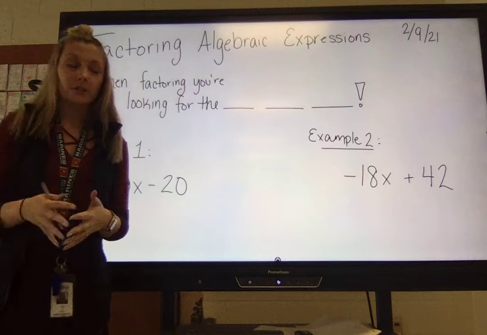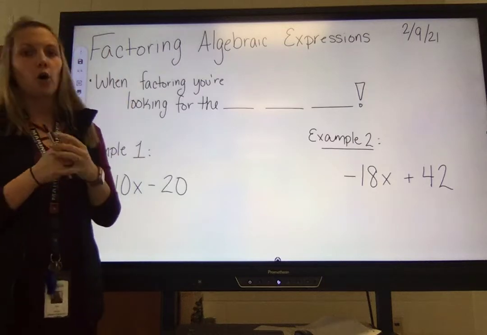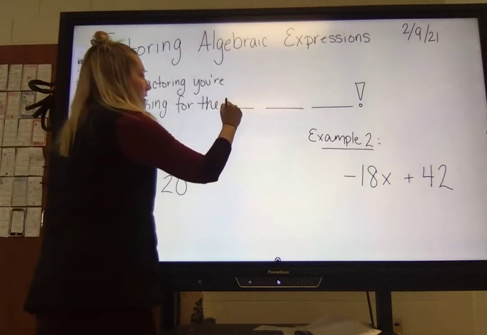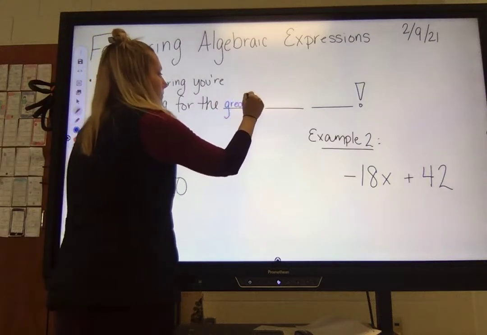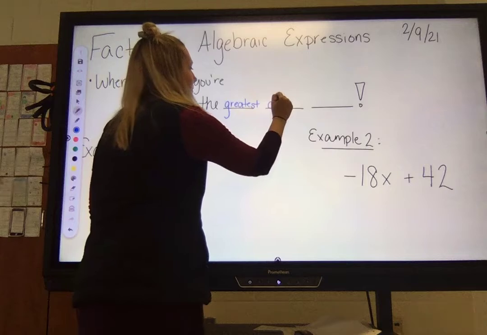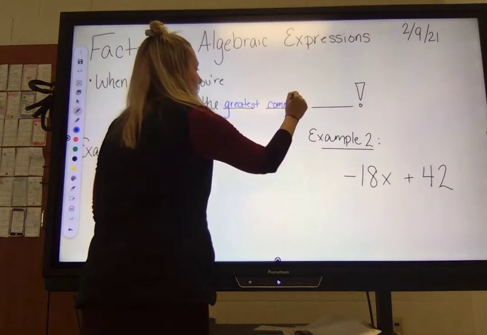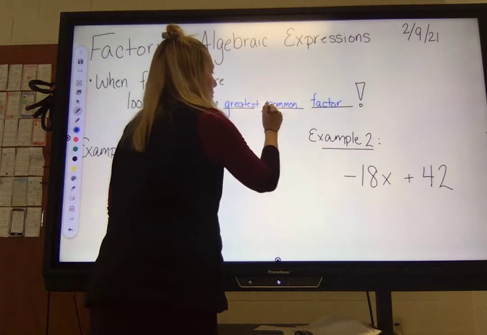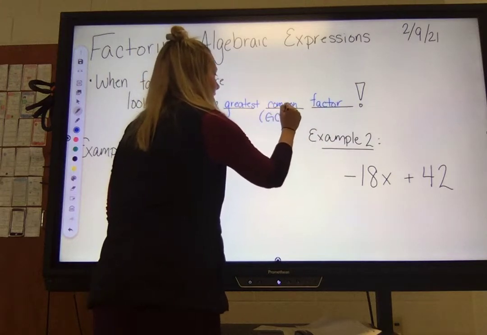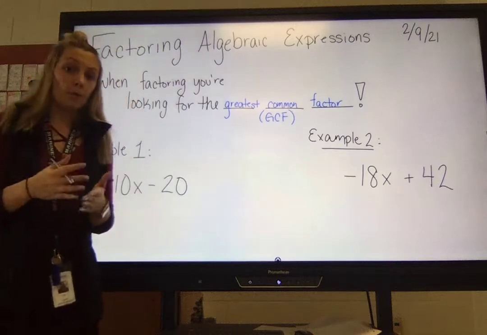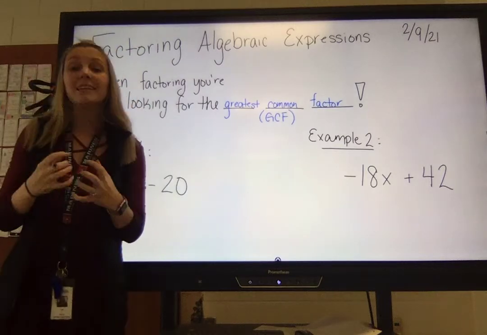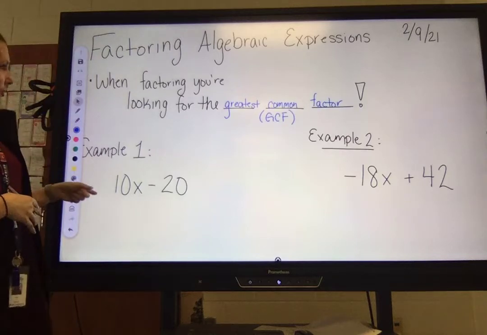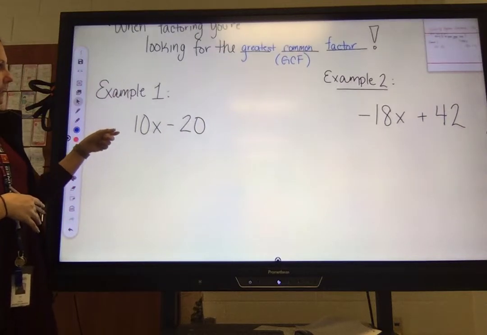So our first thing we got to talk about is when we're factoring, we are always looking for what? Right? We are always looking for our greatest common factor. Okay? Or, as a lot of you know it, your GCF. Right? So when we factor, we're always looking for our greatest common factor, the biggest number that we can take out of our entire expression. Okay, so we're going to start down here. We're going to look at example number 1.